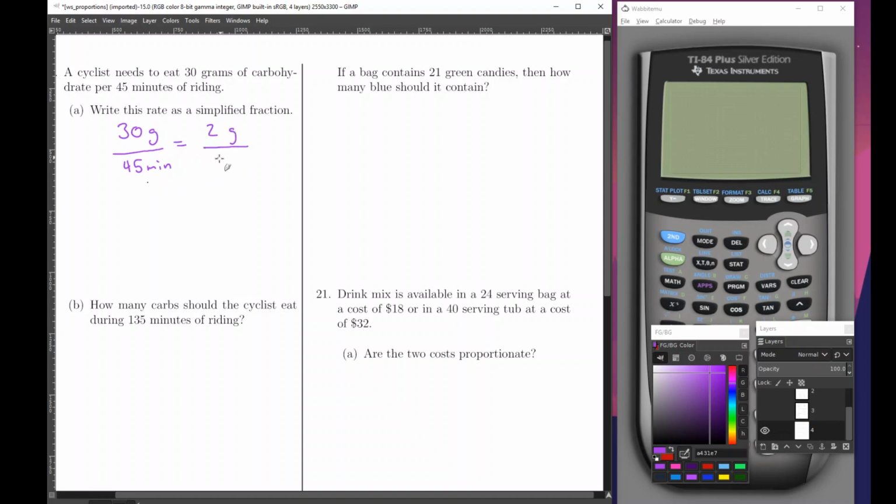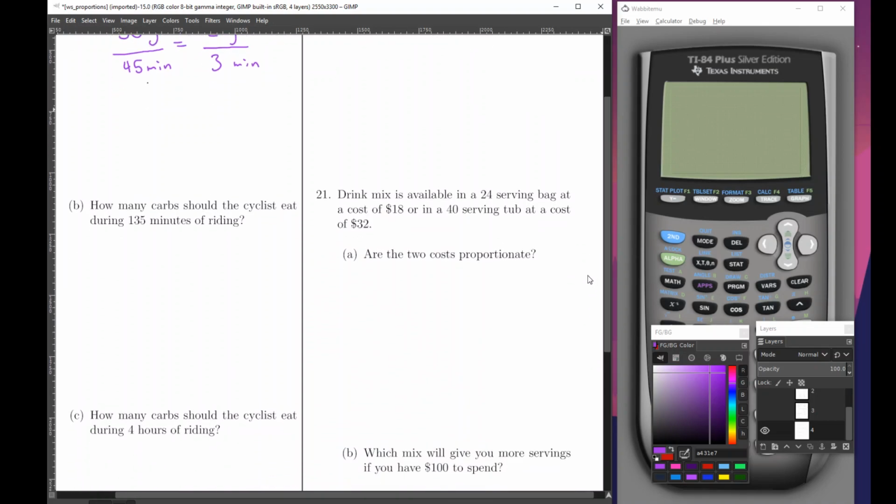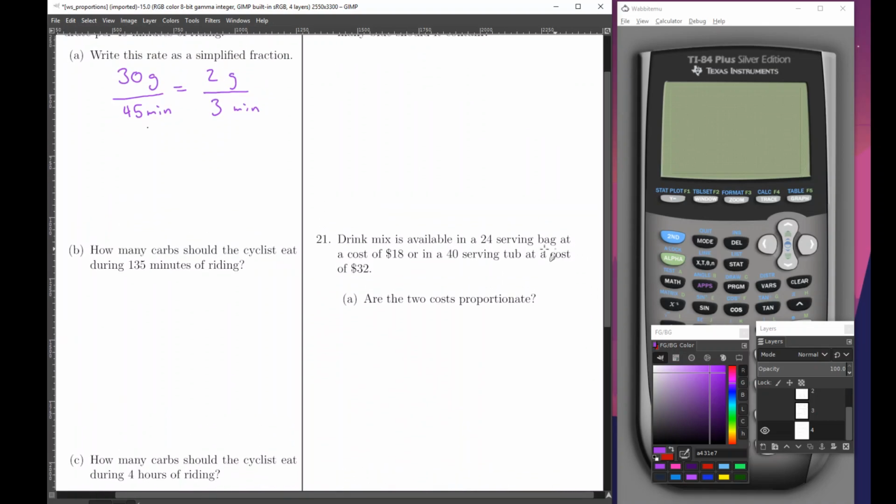45, 3/4 of an hour. So 3 15-minute chunks. 3 minutes. 2 grams every 3 minutes. That's a whole lot of 1/4 teaspoons of sugar, maybe? How many grams of carbs should the cyclist eat during 135 minutes of riding? Well, 2 grams for every 3 minutes is equal to some number of grams per 135 minutes.